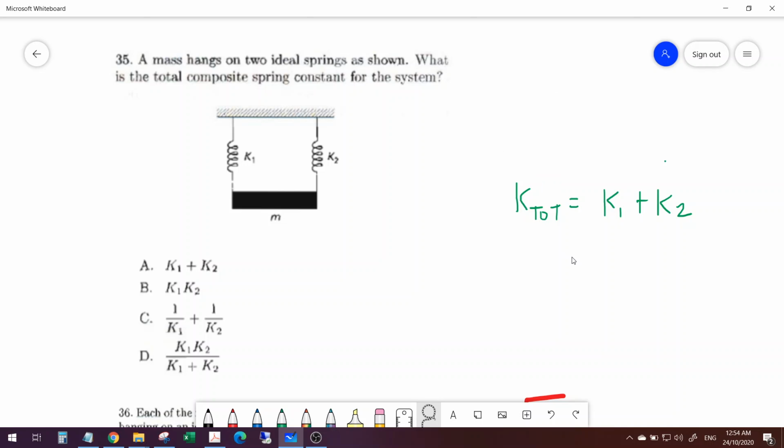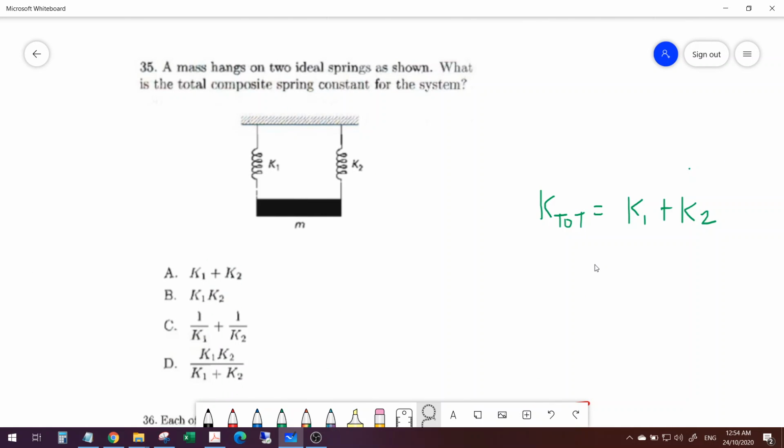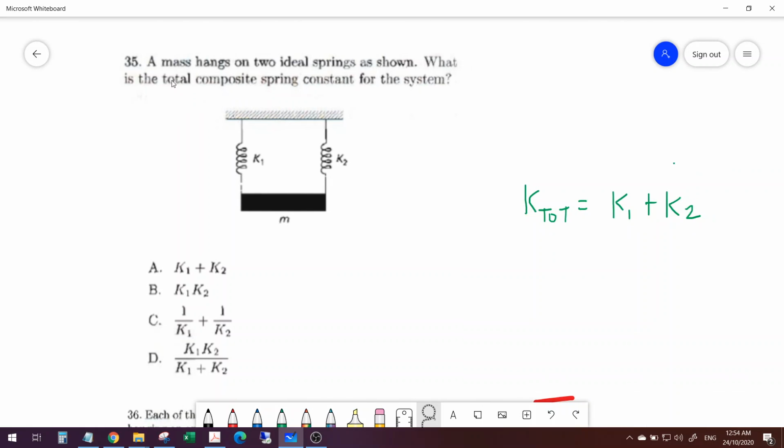Okay, so for this video, we will discuss some solved problems in earthquake engineering. Number one: a mass hangs on two ideal springs as shown. What is the total composite spring constant for the system?